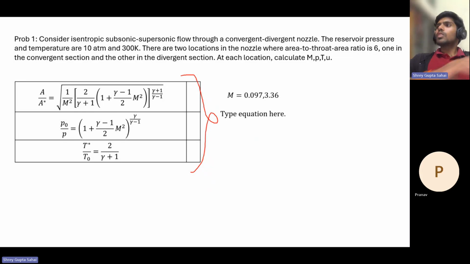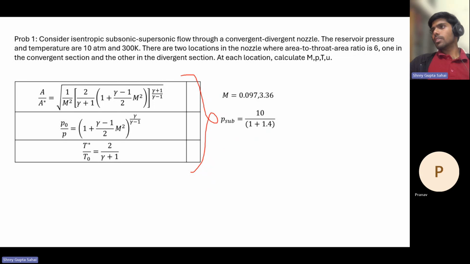We can calculate the stagnation pressure also. So P subsonic will be 10 atmosphere divided by 1 plus (1.4 minus 1)/2 into 0.097 squared. Just write the value. So we can plug in those values. I'll just tell you the value. It's just plugging in the values. This question is nothing rocket science.